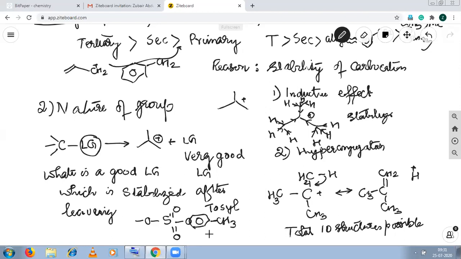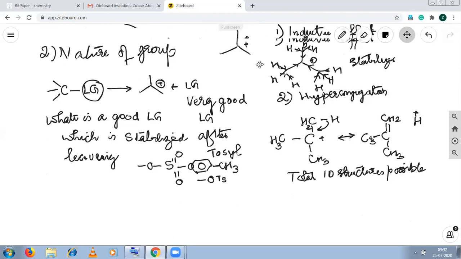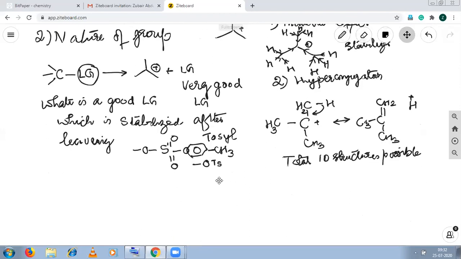Okay, or in short, it is written OTS. This is a short form. So OTS is a very good leaving group. Can you see the board? I hope you can see the board, right? Yeah. Now, OTS, if you're not able to see the board, you have to tell me. Now, OTS is a very good leaving group.